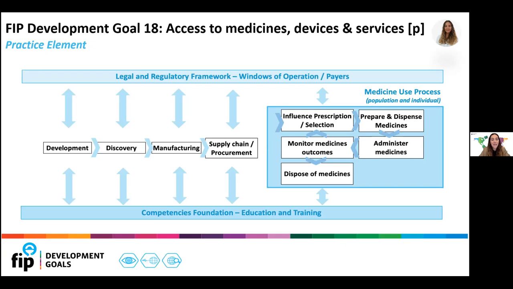Of course, this is closely linked to the sciences aspect as well, in terms of the different SIGs and special interest groups that Giovanni has described. But when we enter the medicine use process, and this has to be seen and described both from the population and individual level, we also intervene in terms of influencing the prescription or even selecting certain medications. So in some jurisdictions, pharmacists have the right to prescribe either collaboratively or independently. And of course, for non-prescription medicines, we are the ones often offering our advice. So we are providing access not only to the product, but also in terms of the counseling on the use of the product itself. Then we have the preparation and dispensing of medicines.